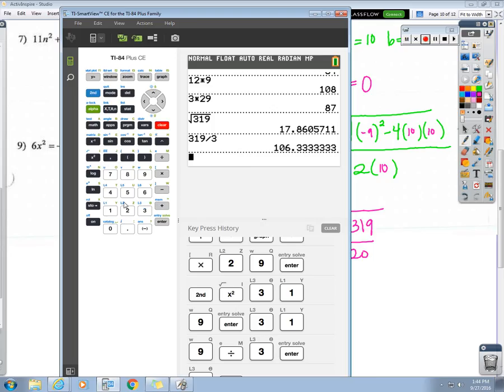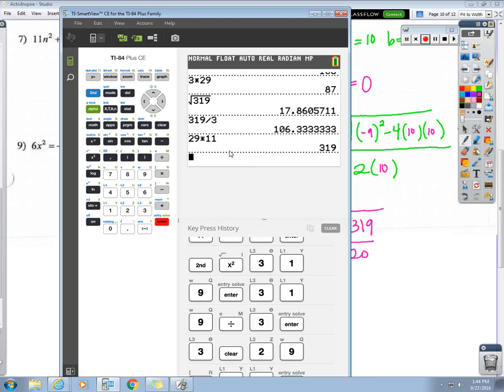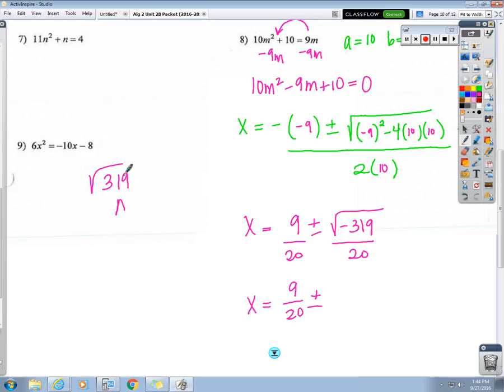29 and 11? Okay, but aren't both of those numbers prime? So that means that you cannot reduce that. It's as simple as you can get it. So you leave it in the house, but the negative becomes an i, and you put 20 underneath.